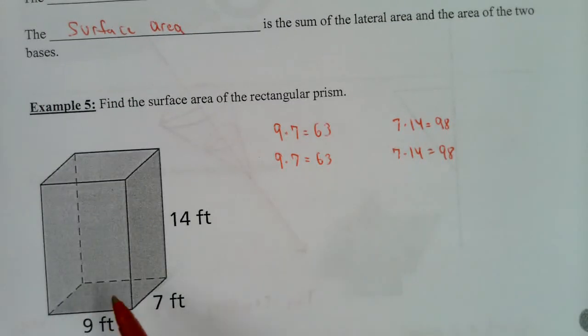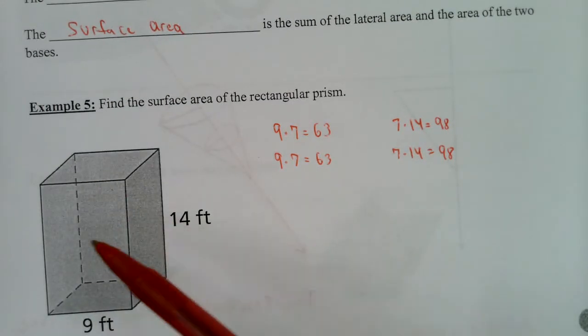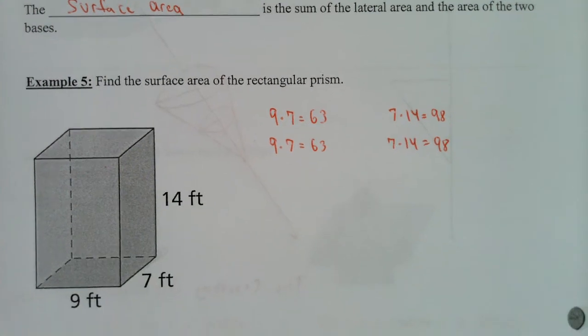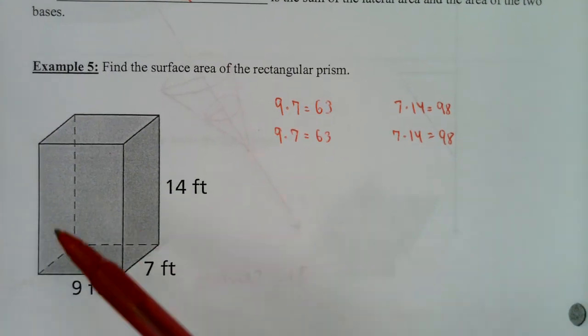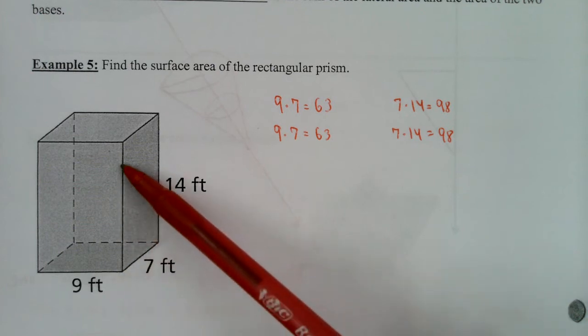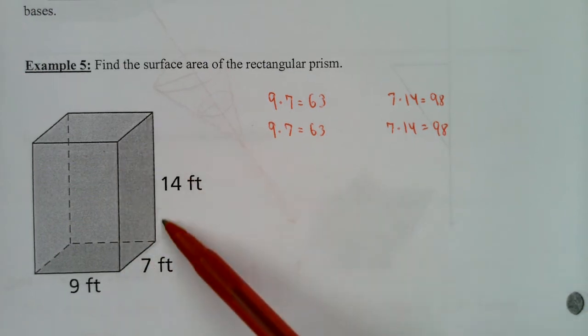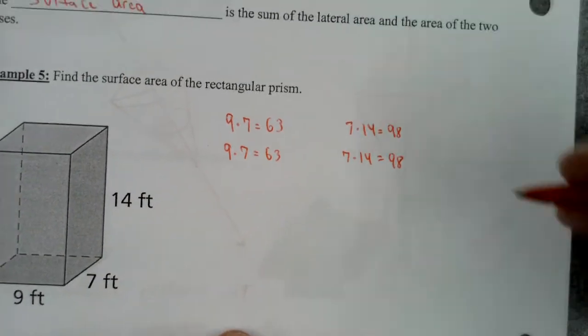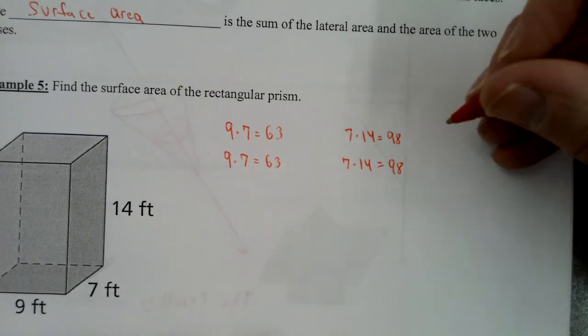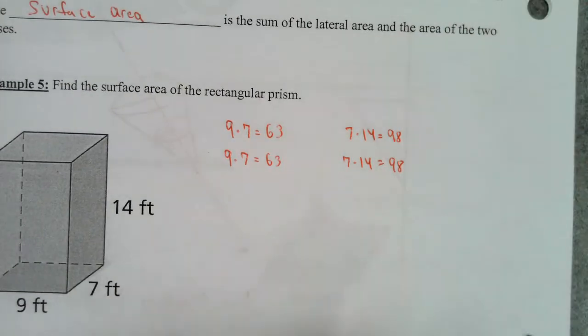Okay, so we did the face on the bottom, the face on the top. We did the face on the right and the face on the left. Now let's do the face in the front and the back. So the front face is going to be 9 times 14, because this 14 is the same as that 14. 9 times 14 equals 126.